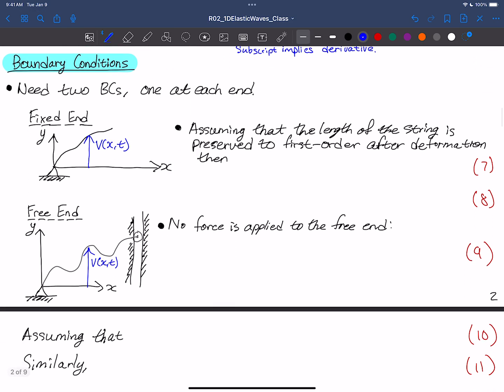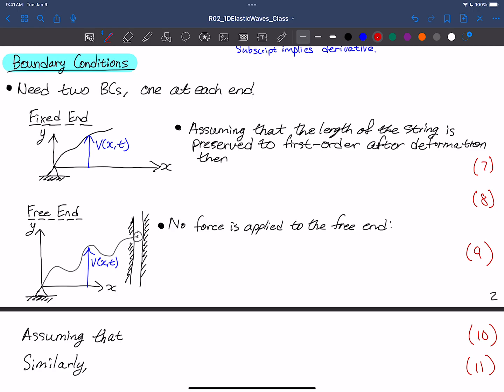Okay, let's talk about boundary conditions now. So like I said, we need two boundary conditions, one for each end, and there are different types of boundary conditions that we can study. We're going to talk right now just about the two simplest ones, which are a fixed and free end. And then in worksheet 1, you will go through and derive the boundary conditions for when there is a discrete mass at one of the ends, and the boundary condition for when there is a discrete spring added to one of the ends.